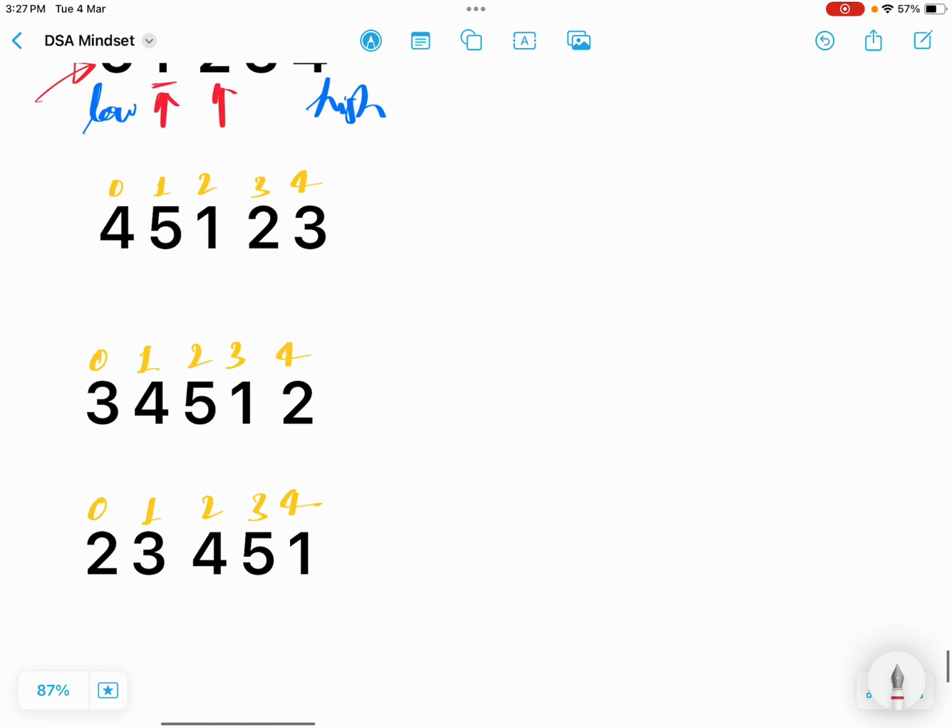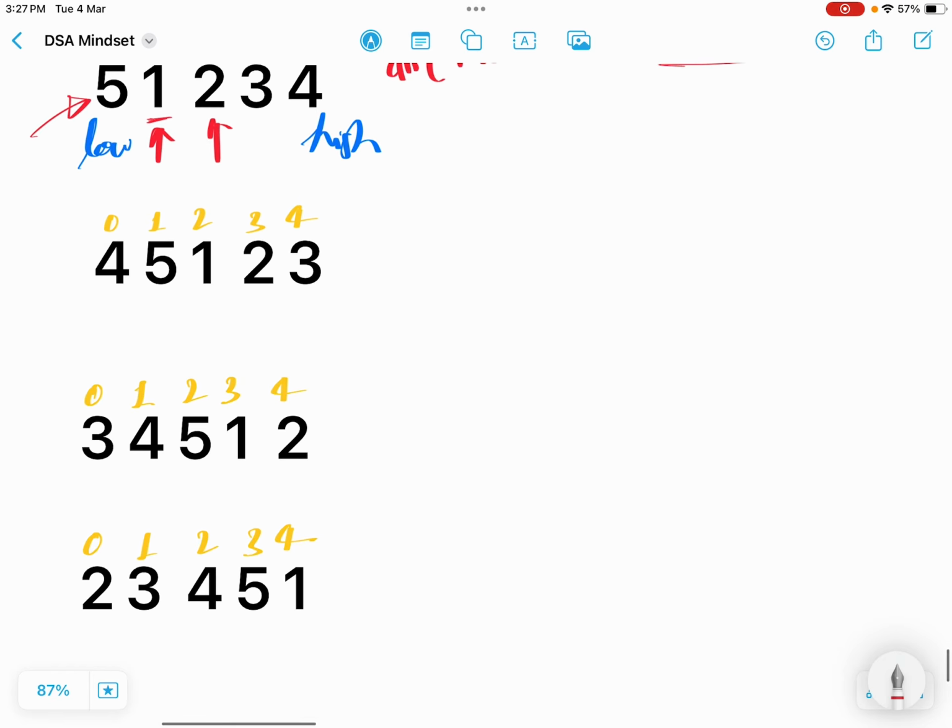Let's try to think about another possibility. Let's suppose your mid is actually here. Let's suppose this is your mid. You have low here and you have high here, or maybe, obviously, low and high will get changed. Finally, let's suppose your mid is coming here. So we'll try to compare with the previous element only, because from low and high we'll try to move in a different direction wherever you want.